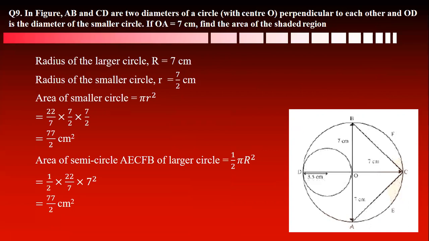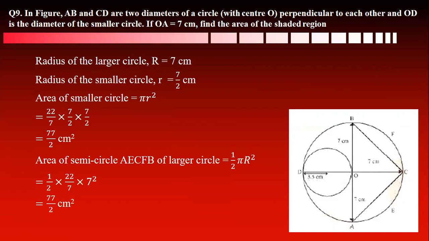Now let us find area of the smaller circle, which is pi r square. When we substitute, we get the answer 77 by 2 centimeter square. Now area of the semicircle AECFB of larger circle we have to find. Why? Because we need these two shaded regions. So we are taking the semicircle minus area of the triangle. Area of the sector minus area of the triangle, isn't it? Semicircle is also a sector. So we are using that formula.